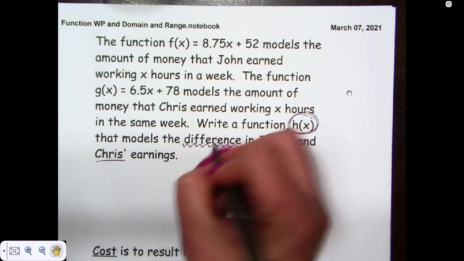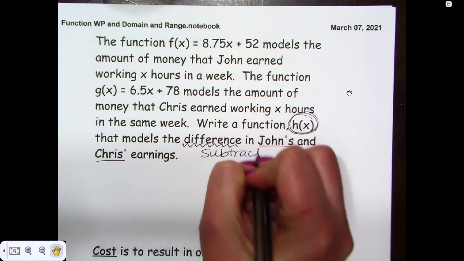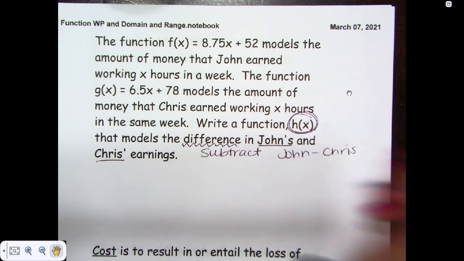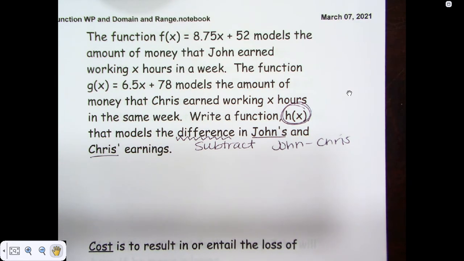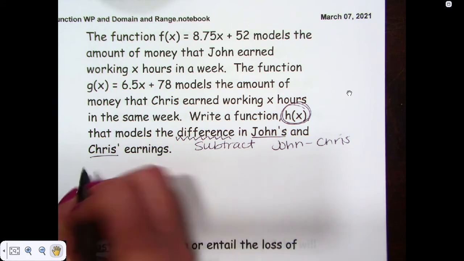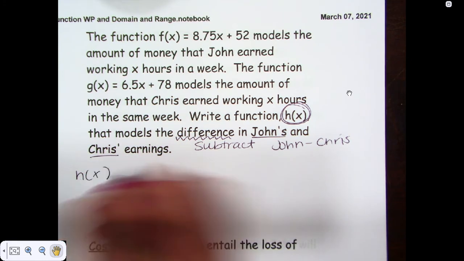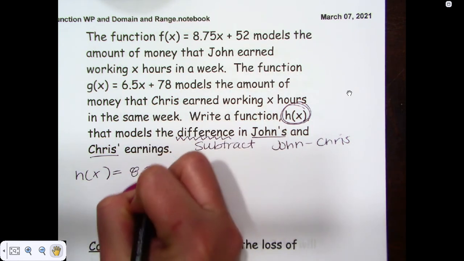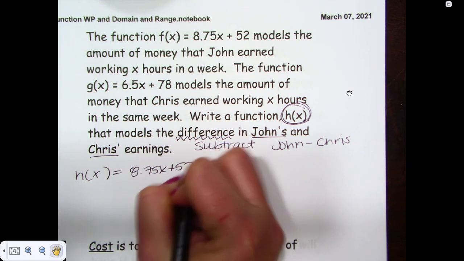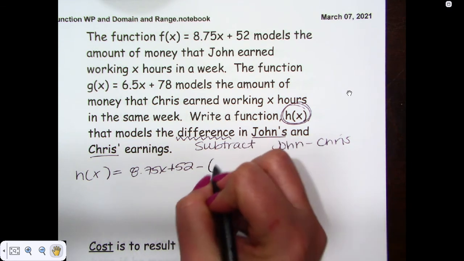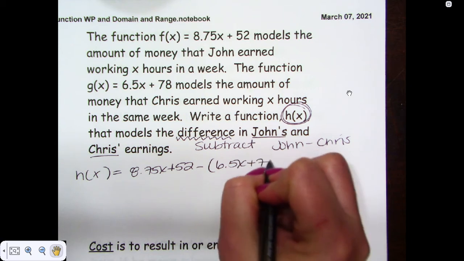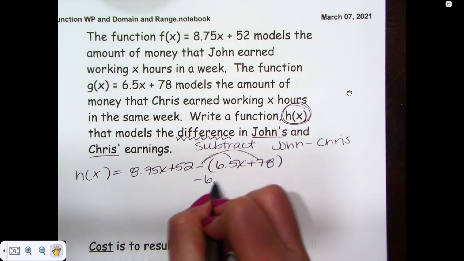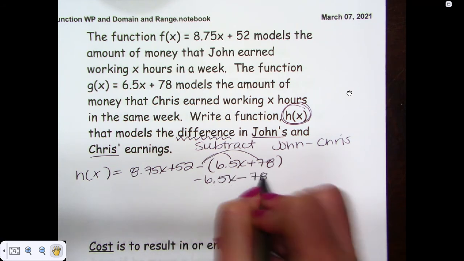Okay, so we should know that difference means to subtract. So all I'm simply going to do is I'm going to do John minus Chris. But in order to do that, I've got to make sure that I use parentheses and that I do distribute my negative so that I have the correct signs. So h of x is going to equal John, which is 8.75x plus 52 minus Chris, and I'm going to put Chris in parentheses. Okay, and the reason I have to do that is whenever I distribute that negative, that's going to become a negative 6.5 and a negative 78.